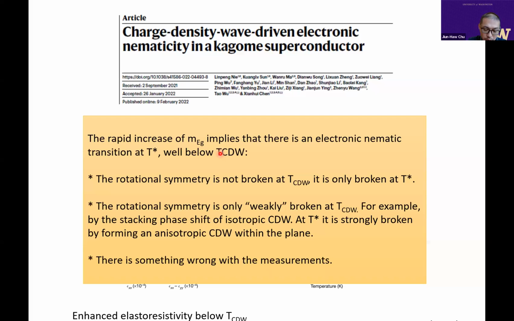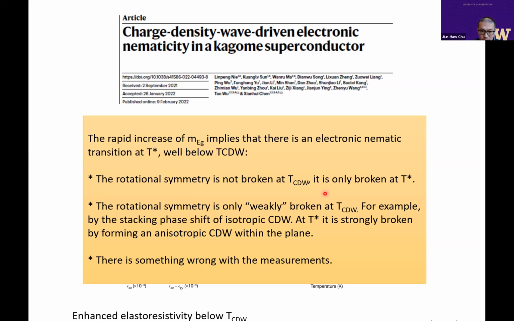Now, this is already very strange, because if you recall what we observed in the iron-based superconductors, the nematic transition is always above the CDW transition, because you break rotational symmetry first, and then the CDW breaks translational symmetry. So the only logical conclusion you can draw, if you believe this divergent nematic susceptibility, is that the first possibility is that the rotational symmetry is not broken at the T_CDW. So you are entering into an isotropic CDW state, and then at the T star, there's a nematic transition. So you have a divergent nematic susceptibility below the CDW transition.